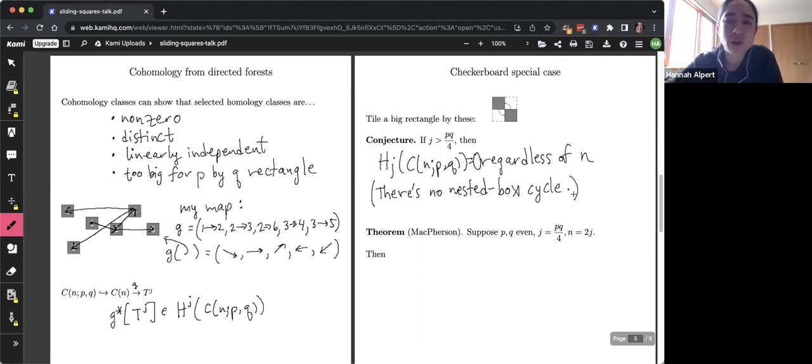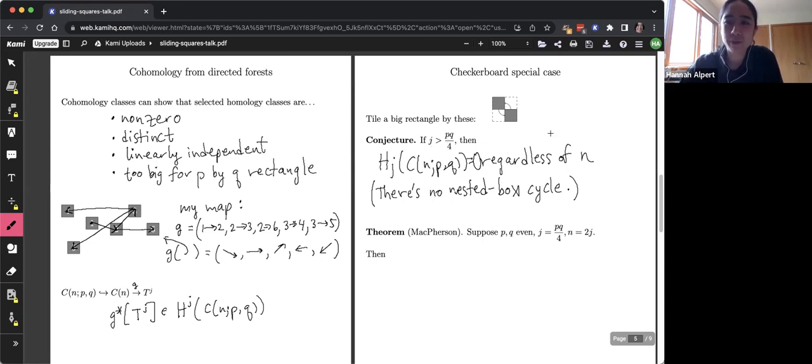Like if you wanted to draw a nested box cycle from scratch and try to get as much degree as possible compared to the area, you would end up doing this, tiling a big rectangle by these 2x2s, because having any nesting uses up somehow too much area for the amount of J that you gain. So it really seems like you shouldn't be able to have homology if the J is too big like this. But we actually don't know how to prove this.